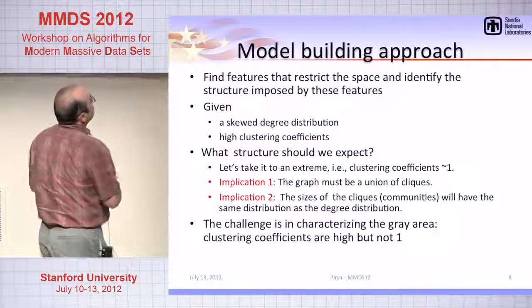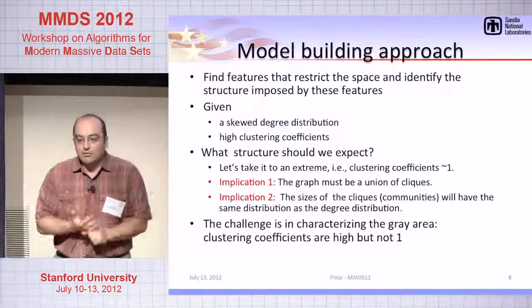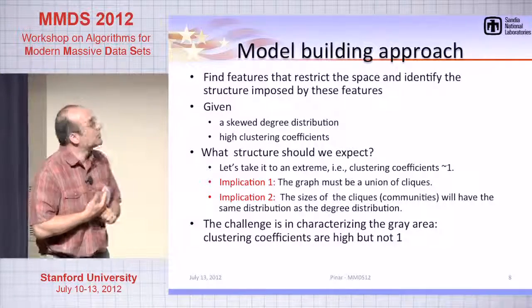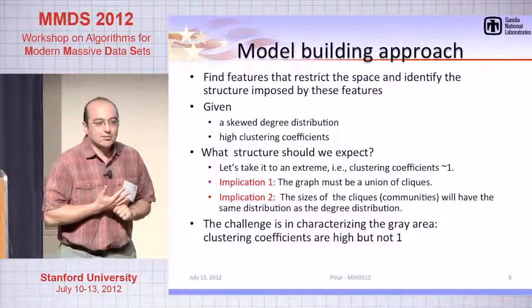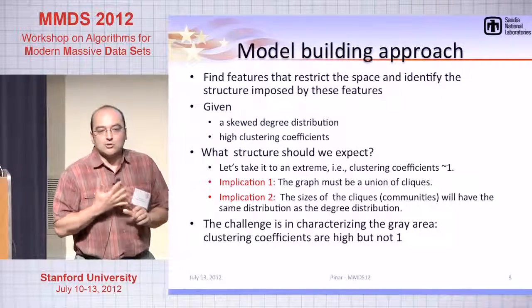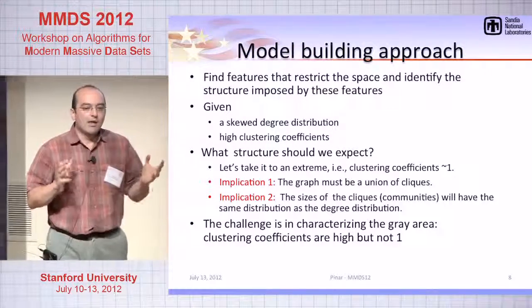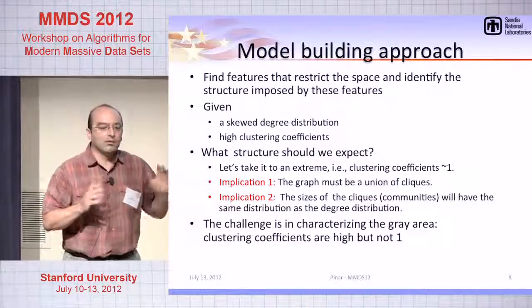So in this case, let's say I want a skewed degree distribution. This is something we can all agree on. Yes, these graphs have skewed degree distributions. The second property, the second feature, is I want high clustering coefficients. So let's think about it for a minute. How can we design a graph with these features?